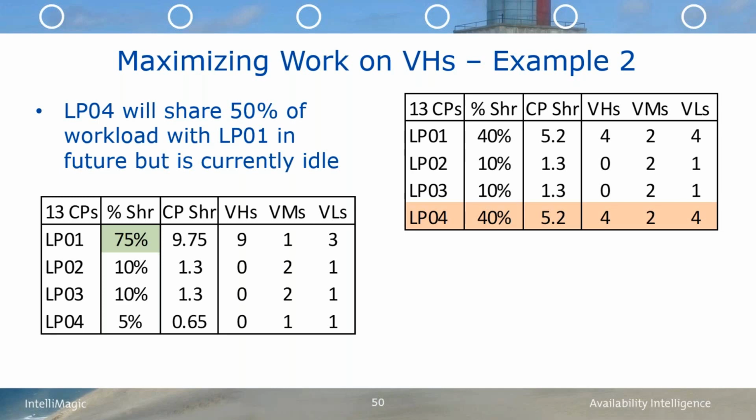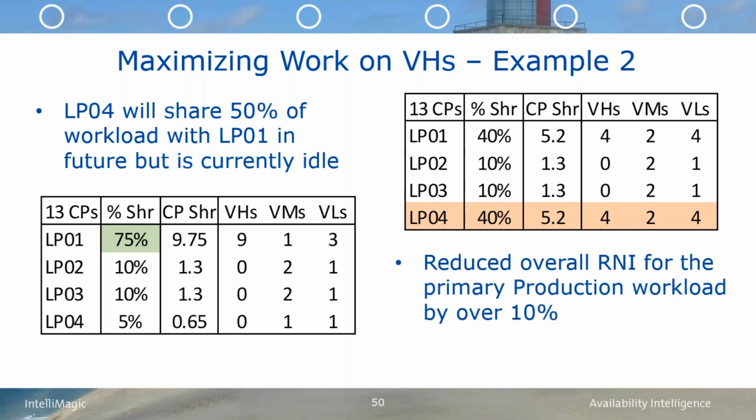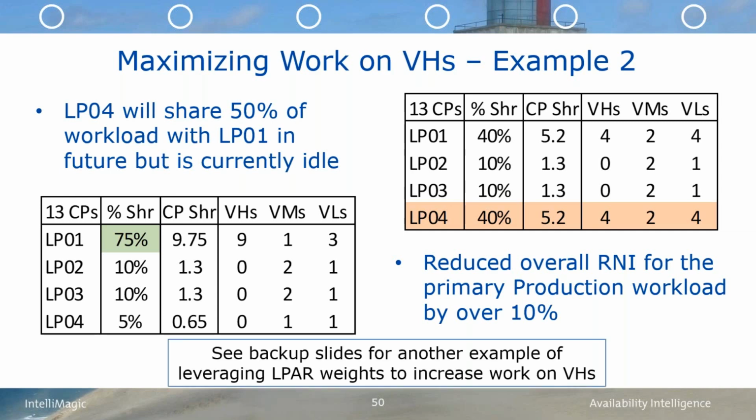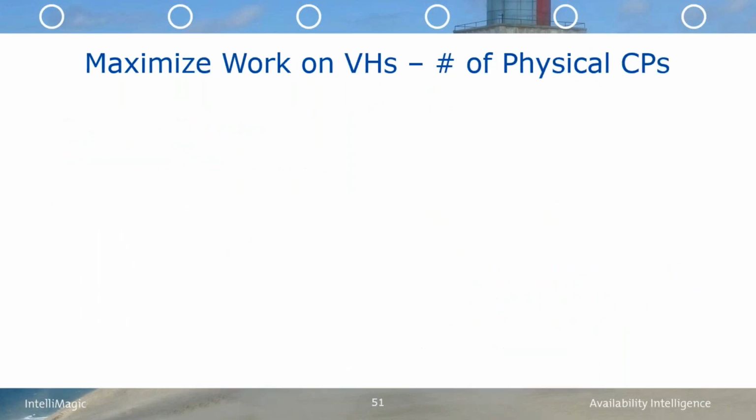After those LPAR weights were changed to reflect the current workload configuration, and now that the production LPAR could leverage 9 vertical highs instead of 4, the overall R&I for that production workload decreased by over 10%, which translates into a 6-figure annual reduction in MLC expense. Another example of changing LPAR weights to increase the number of vertical highs appears in the backup slides.